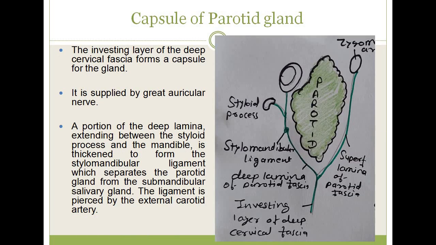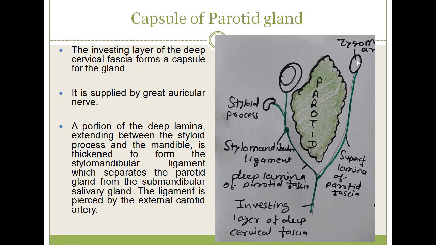Now the capsule of the parotid gland. Here the investing layer of deep cervical fascia forms the capsule of the gland. It is supplied by the great auricular nerve. A portion of the deep lamina extending between the styloid process and mandible is thickened to form the stylomandibular ligament, which separates the parotid gland from the submandibular salivary gland. The ligament is pierced by the external carotid artery.